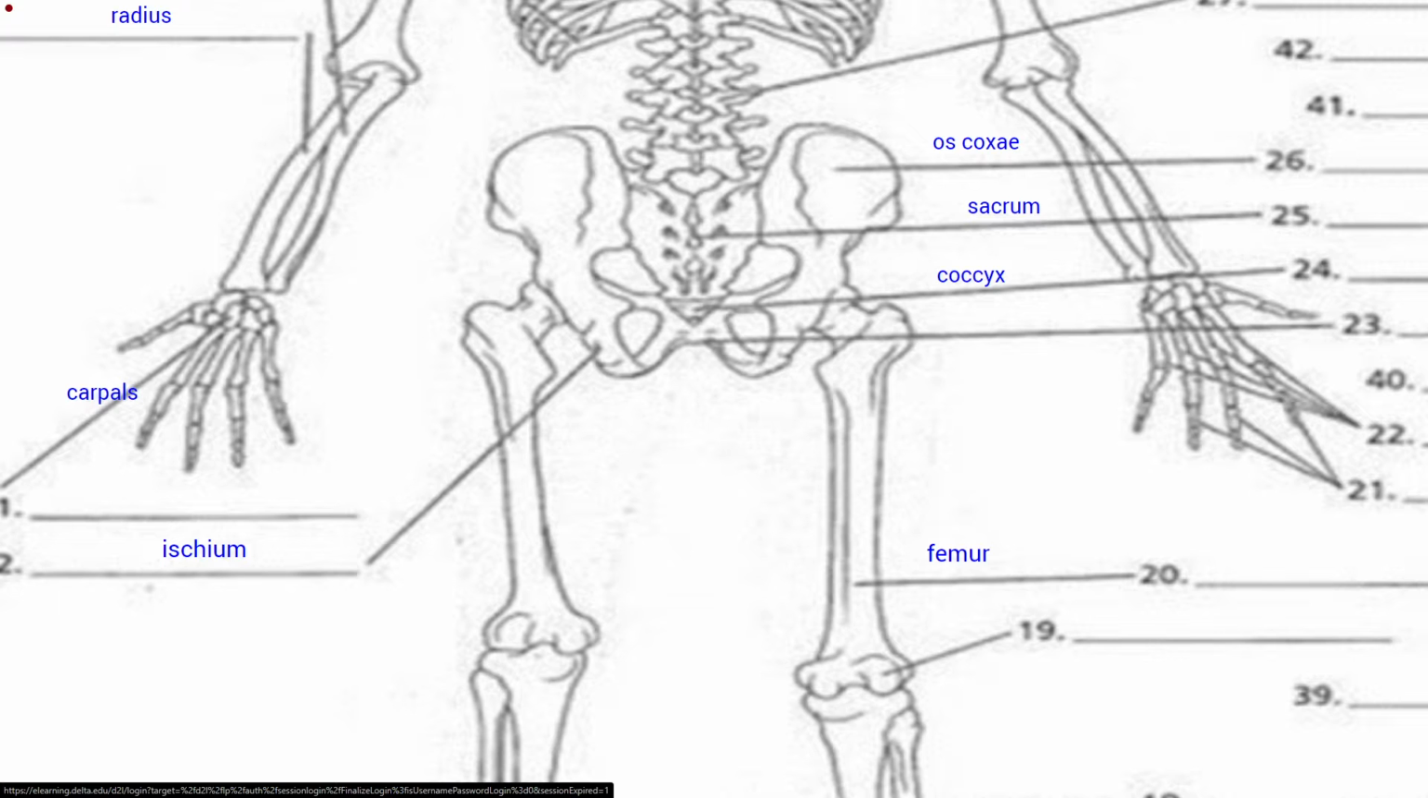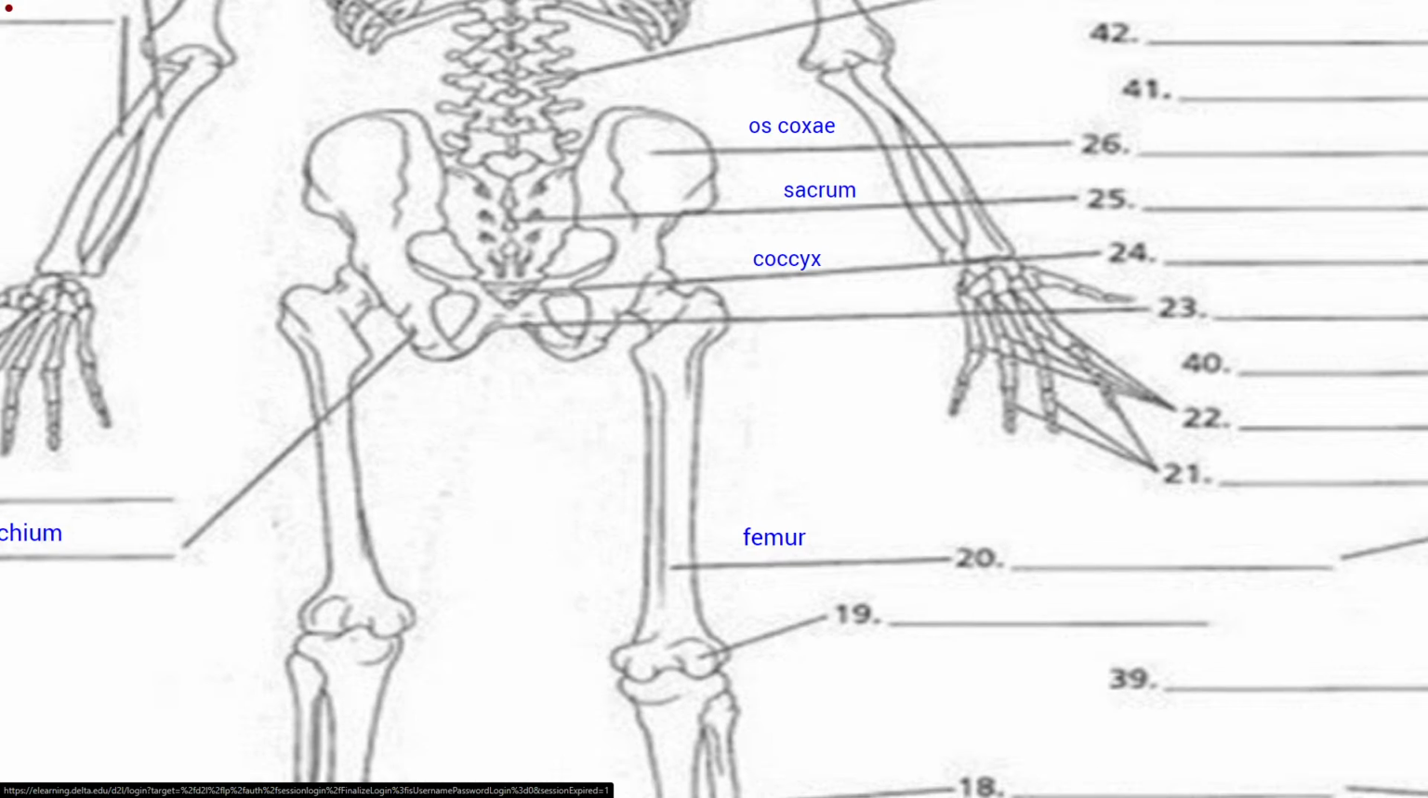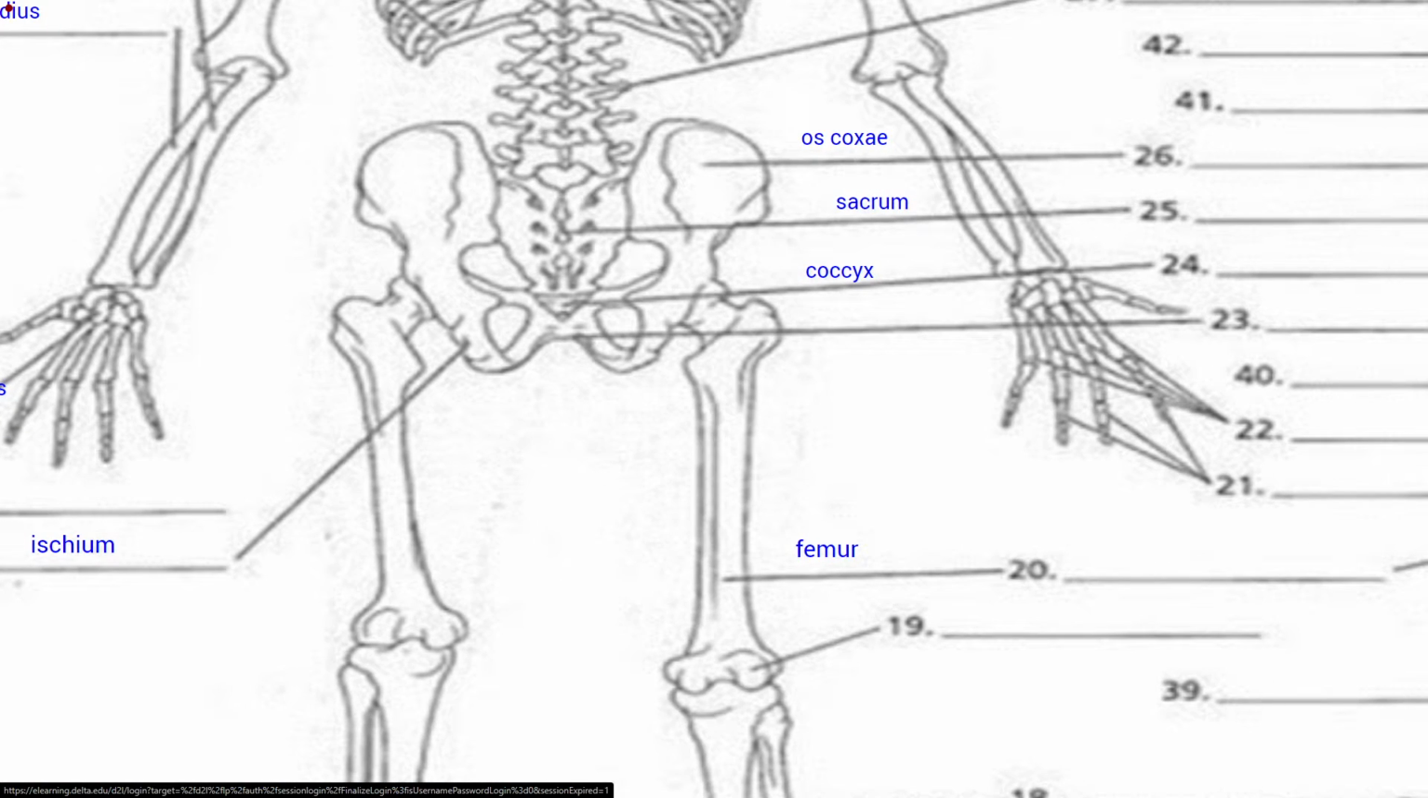22. Let me move this over a bit. 22. Those are the metacarpals. 21 are phalanges. On the femur here, they're asking you some specific things on the back of the femur. I won't ask you on a picture like this.